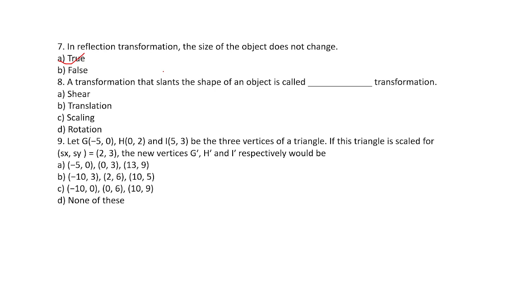Okay. So in this transformation, all the points along a given line remain fixed while other points are shifted parallel to that line by a distance proportional to the perpendicular distance. That is nothing but a shear transformation, which slants the shape of the object. So X shear, Y shear we have seen in computer graphics, right? So that transformation that slants the shape is called shear transformation. The right option will be shear, right?